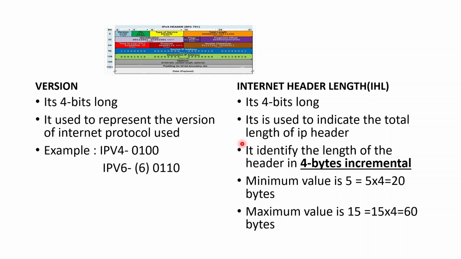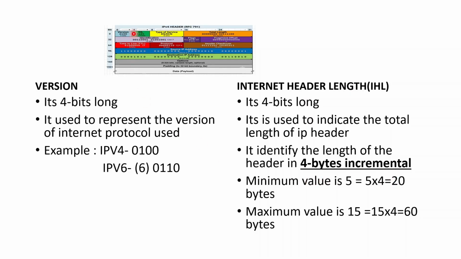Now, since we said that the IHL is identified in 4-byte increments, for example, as we said, if the value in the IHL were 5, we are going to take 5 and multiply it by 4, which is going to identify the length of this header. So we take the value from the IHL field, then multiply by 4, which is an increment of 4 bytes. So 5 times 4 equals 20 bytes.